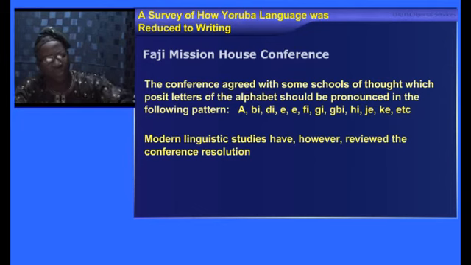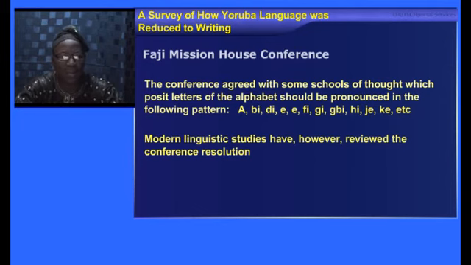All these resolutions and more others were then published in August 1875 in Lagos. And this became the norm for writing Yoruba. But modern linguistics studies have corrected the irregularities and the inconsistencies characterized in these orthographical problems, and the need for total revision became very much imperative.